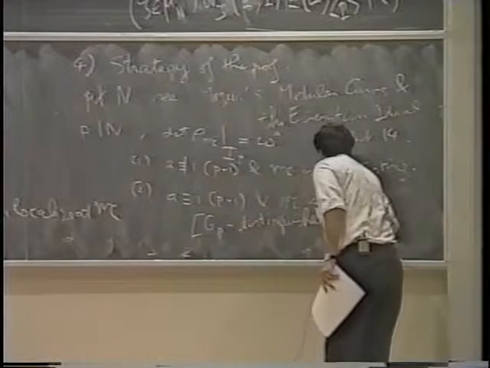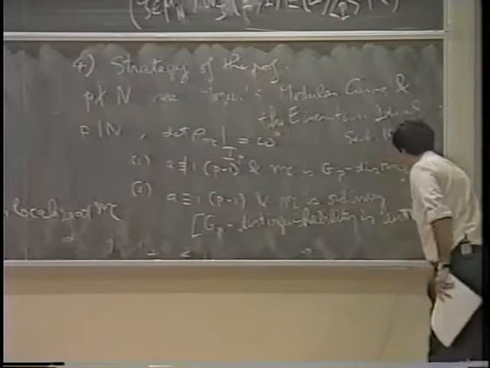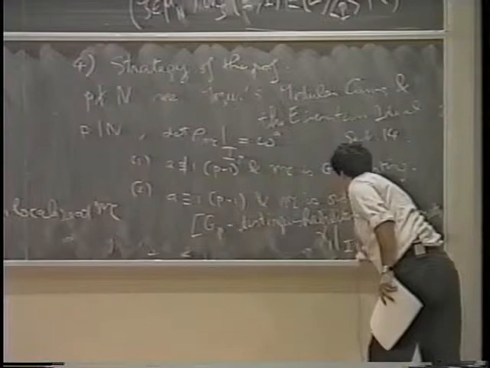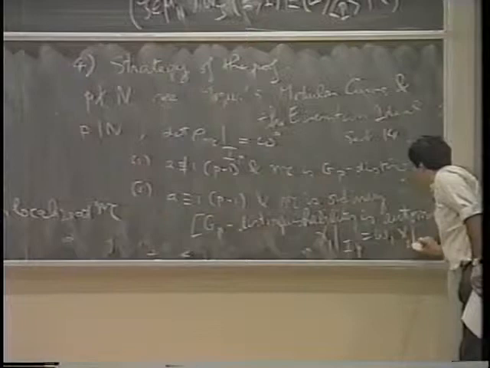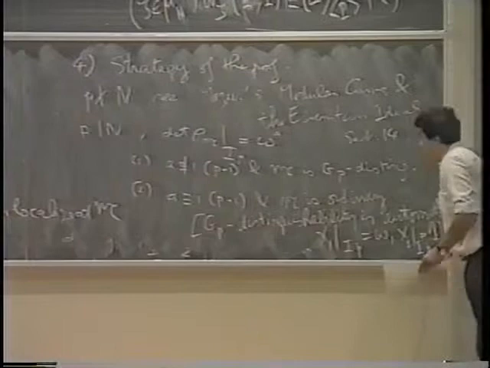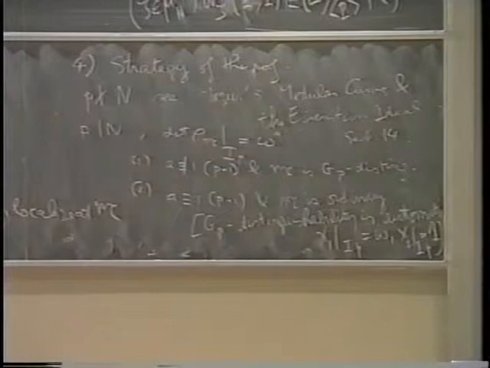It is automatic since the characters, one is ramified and the other is unramified. You have chi 1 restricted to inertia, which is omega, and chi 2 restricted to inertia, which is trivial. So they are distinct on the inertia. So that's all right. And so I want to focus on this case, and sketch the proof in this case.